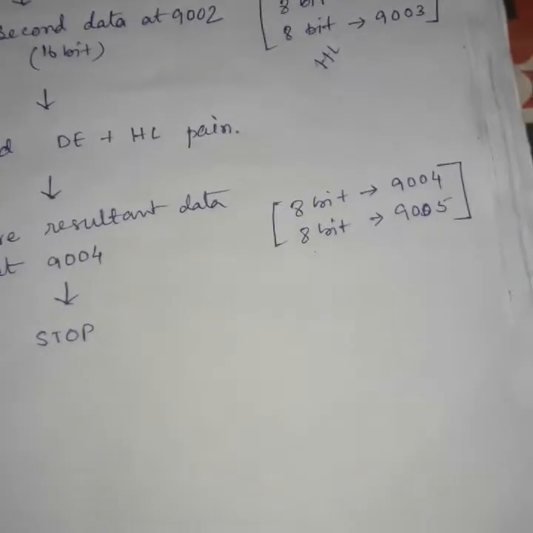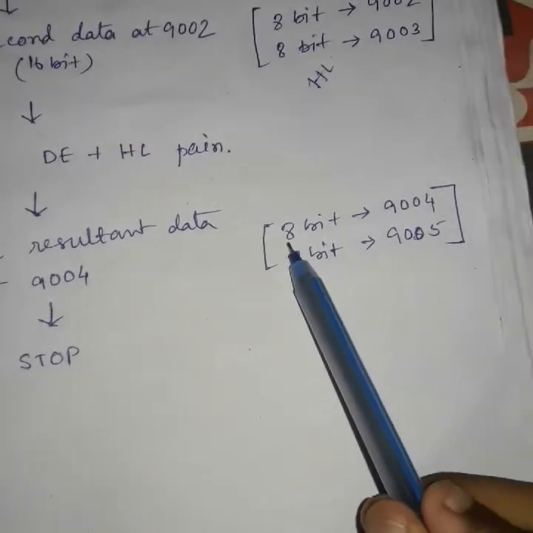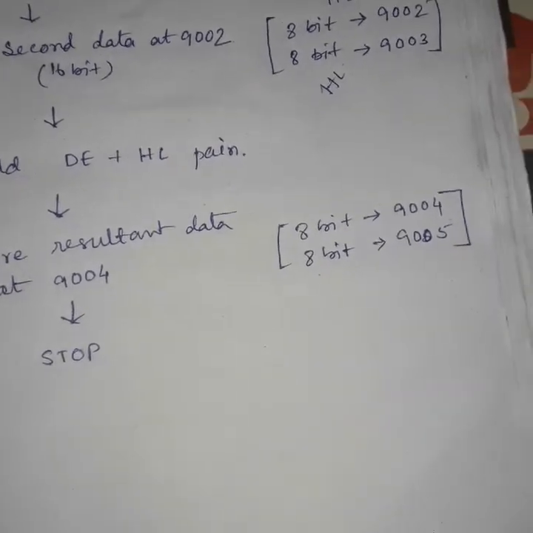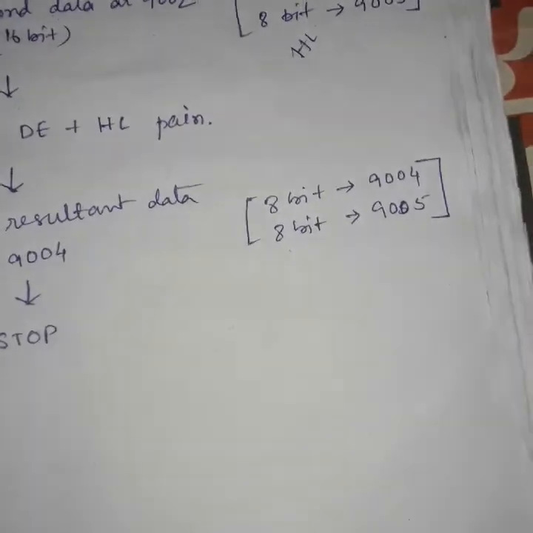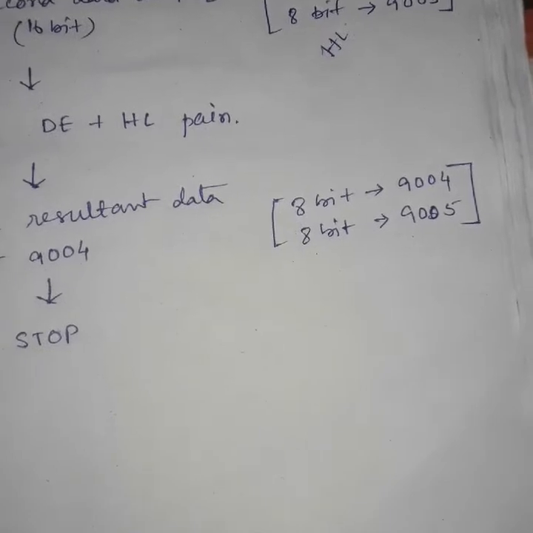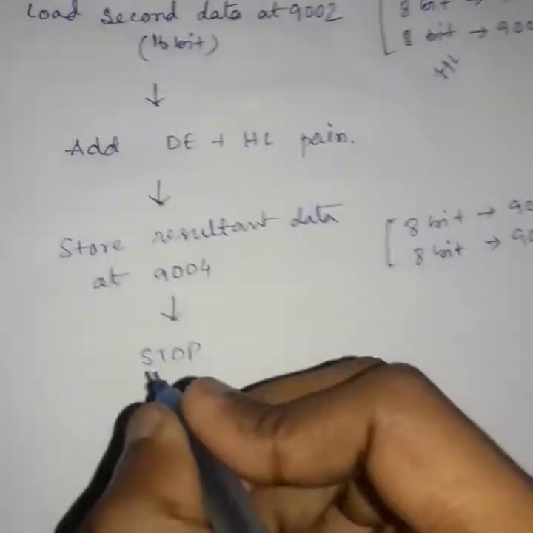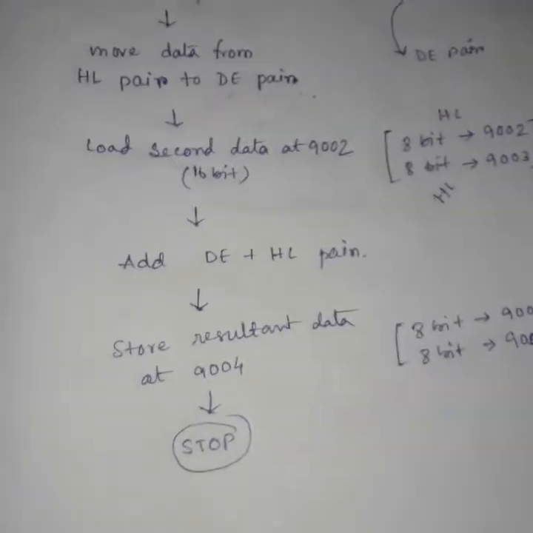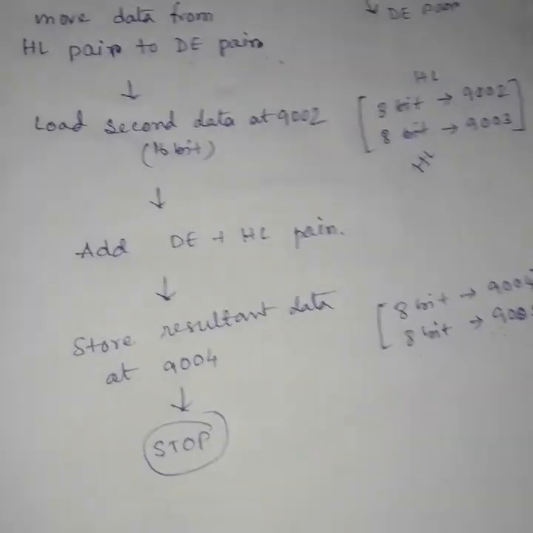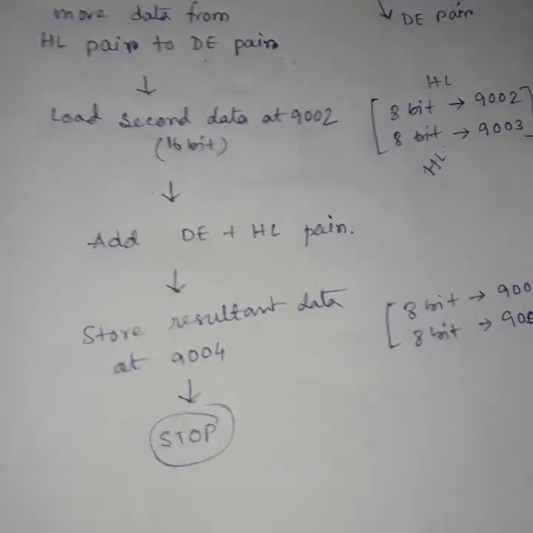Again the same logic here also. The first 8 bits are going to be represented in 9004, and the last 8 bits are going to be represented in 9005. Then stop. So now we will go for the lab copy.